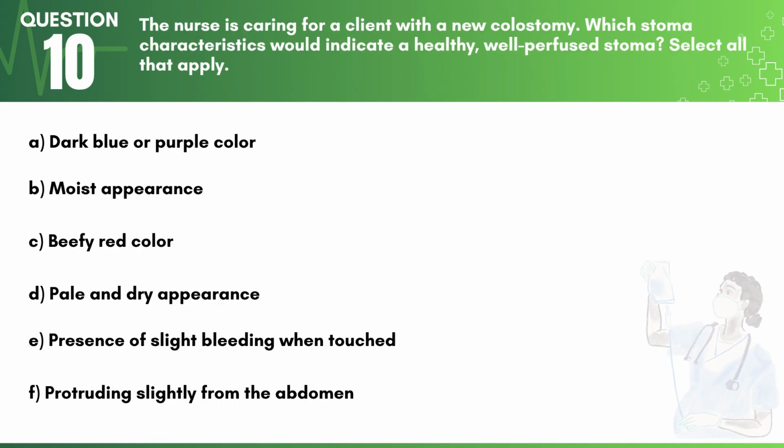Question 10. The nurse is caring for a client with a new colostomy. Which stoma characteristics would indicate a healthy, well-perfused stoma? Select all that apply. A. Dark blue or purple color. B. Moist appearance. C. Beefy red color. D. Pale and dry appearance. E. Presence of slight bleeding when touched. F. Protruding slightly from the abdomen.